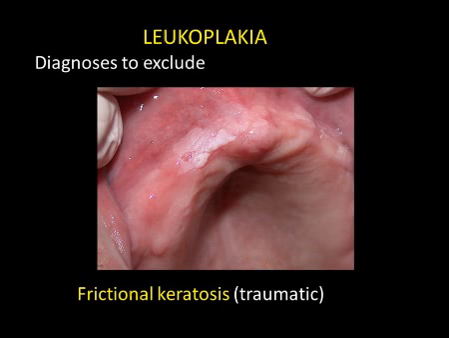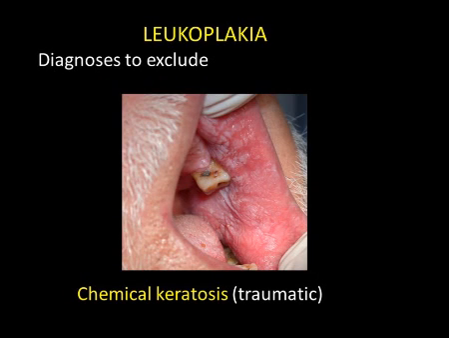Of the exclusion diagnoses, the major and most common form of pathological keratinization is frictional keratosis, which is often observed in relation to a dental prosthesis that is rubbing against the mucosa. In exceptional cases, traumatic keratosis may be chemical in origin. Here, it involved a patient with halitosis who repeatedly used mouthwashes with perfume.